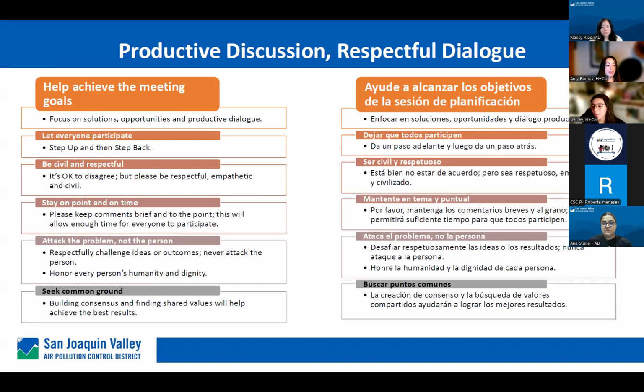On this slide, we have a reminder of our group agreements. Everybody here has agreed to help achieve our meeting goals by focusing on solutions, opportunities, and productive dialogue. A reminder that it is okay to attack the problem and not the person. And really, we are just trying to honor everybody's humanity and dignity. A key theme here is that we are all trying to seek common ground. Building consensus and finding shared values will help us all achieve the best results.